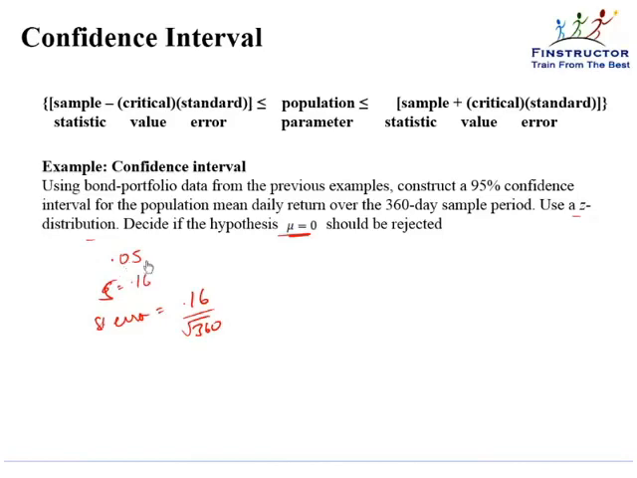So the 95% confidence interval around the mean 0.05 would be 0.05 plus 1.96 times 0.16 divided by the square root of 360, and 0.05 minus 1.96 times 0.16 upon the square root of 360. So that's the 95% confidence interval.